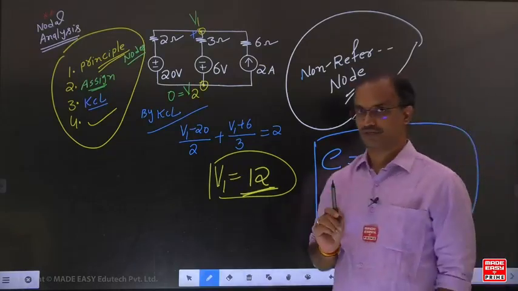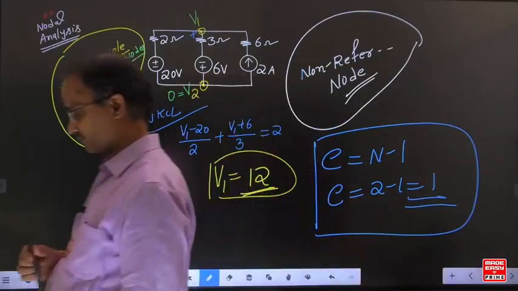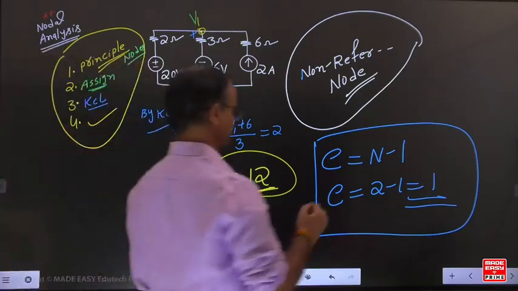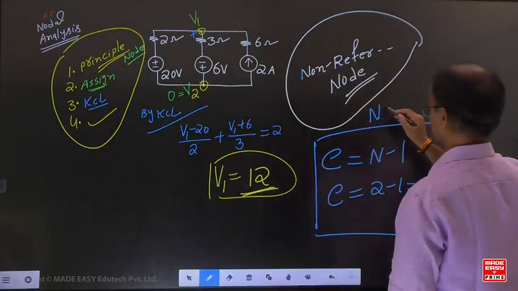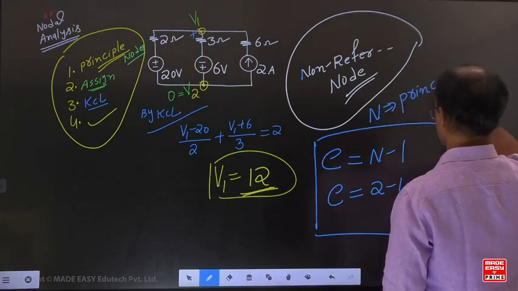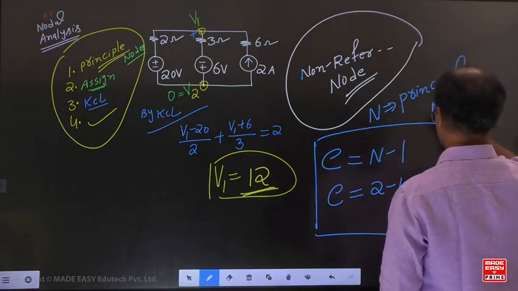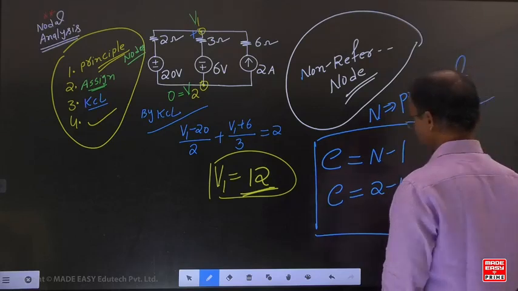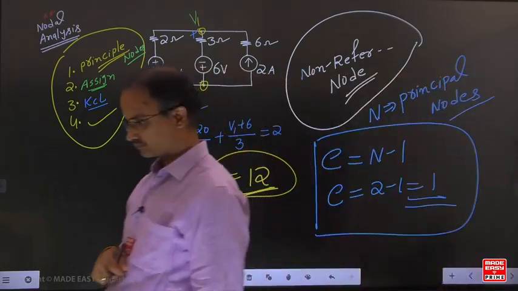Total number of equations equals n minus 1. Here n means the principal nodes.